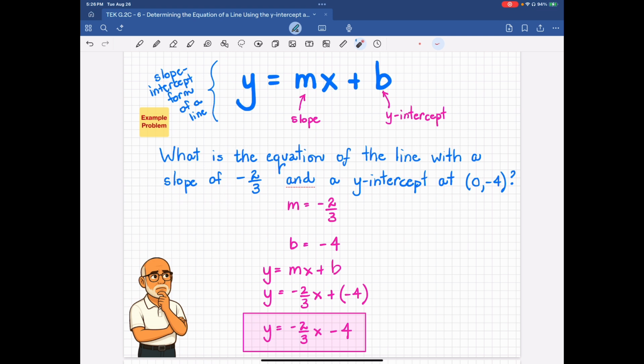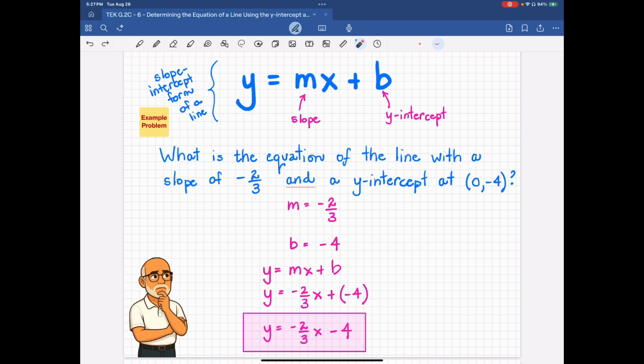The directions read, what is the equation of the line that has a slope of negative 2/3 and a y-intercept at (0, -4)? Now, we have to remember that if we graphed this, in (0, -4), 0 would be our x, and we would go down 4. So this would be (0, -4) right there. And so the y-intercept would be -4.